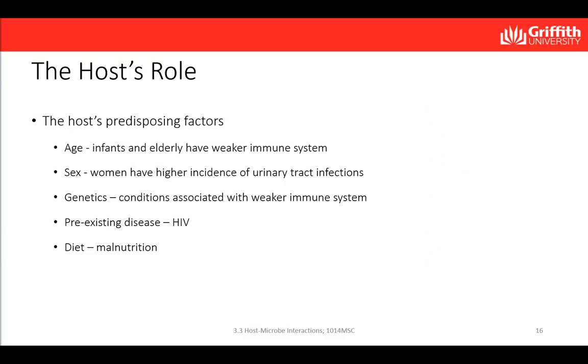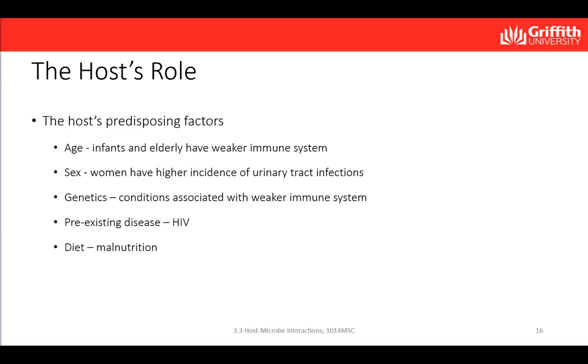There are a number of predisposing factors that increase the risk of acquiring an infectious disease. Age, because infants and elderly people have a weaker immune system, allowing the pathogen to overcome the body's protective mechanisms and cause disease. Sex is also a factor. Women, for example, have a higher incidence of urinary tract infections, due largely to anatomical differences in the length of the urinary tract when compared to males.